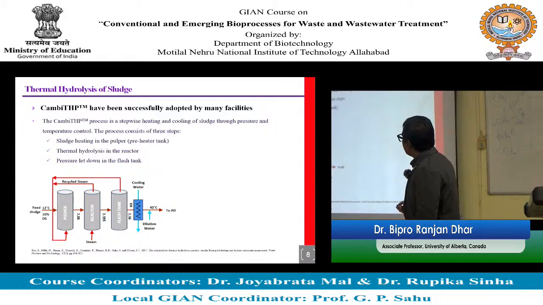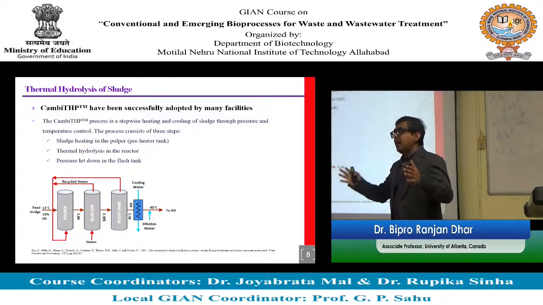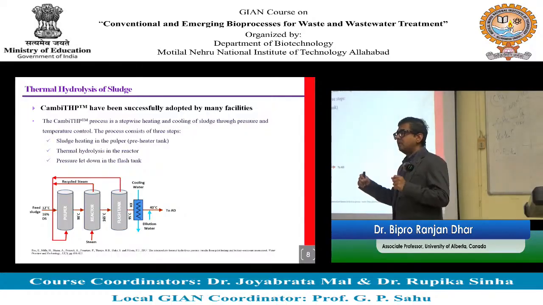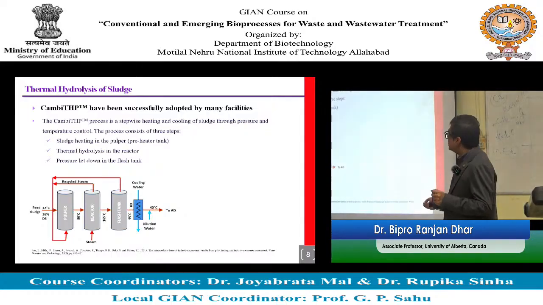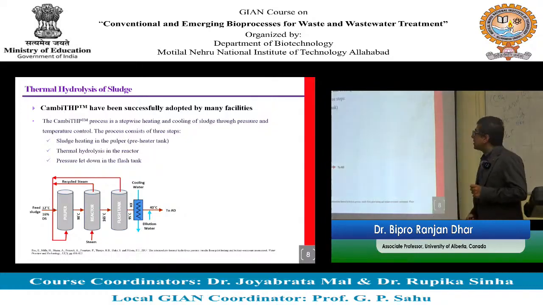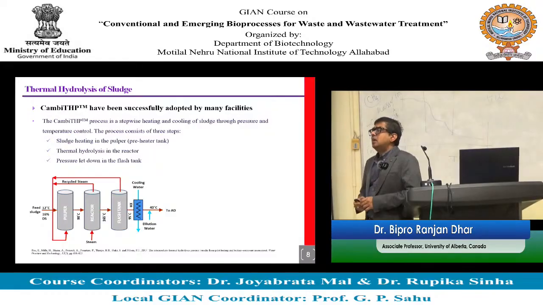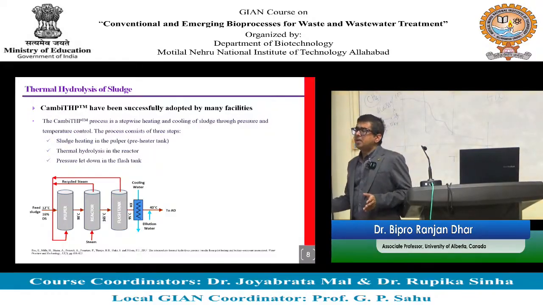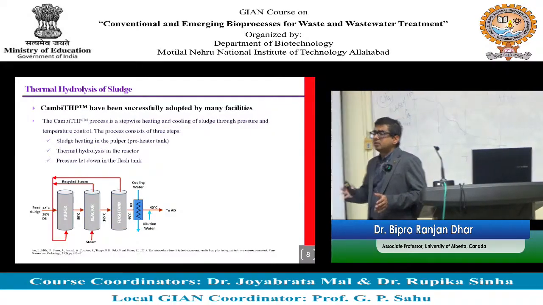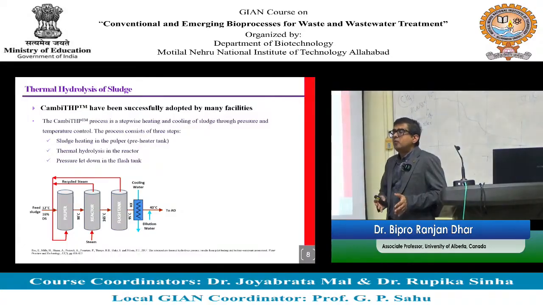So when you apply steam, the actual temperature reaches about 165 degrees Celsius, and then in the third tank, the sludge at high temperature and pressure is released and depressurized in the flash tank. Okay, so the process can mostly, even before the anaerobic digestion process, solubilize almost 40 to 50% of the VSS before digestion.